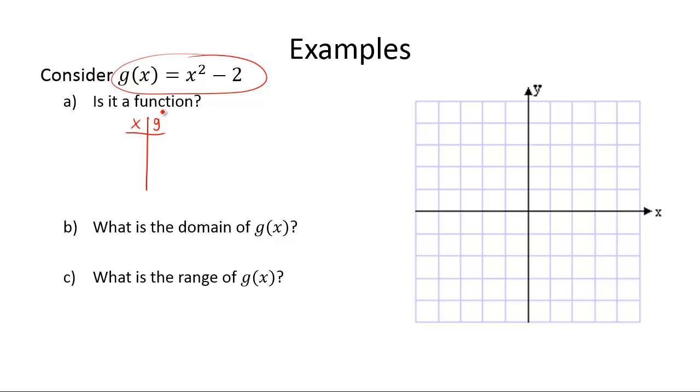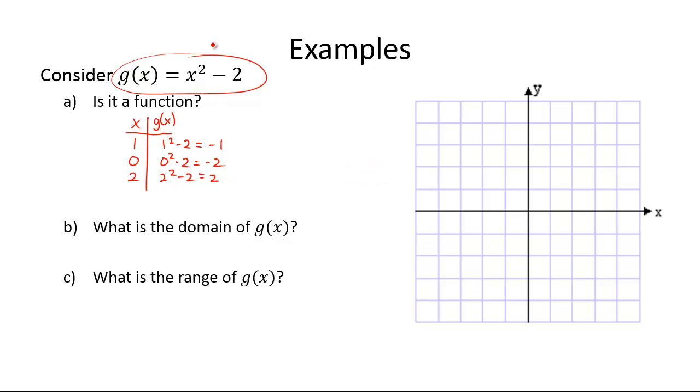So you could have x and g of x. So if you put a number in, say 1, that'll be 1 squared minus 2, which is -1. If you put in a 0, that'll be 0 squared minus 2, which is negative 2. If you put in a 2, you'll get 2 squared minus 2, which is 4 minus 2, which is 2.